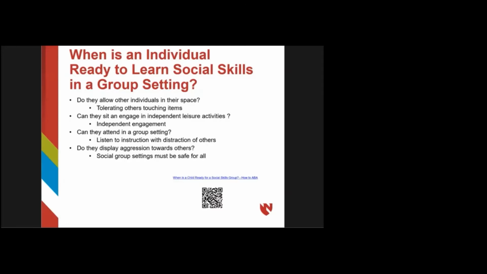So if some of the answers are no to some of these questions, that individual might not be ready for learning social skills in a group setting, but there are things that we can do, such as targeting some of those skills prior to beginning a social skills group. On this slide, you'll see there's a QR code. That is a code that will lead you to a resource that talks about some different tips and tricks for working through some of these prerequisite skills. Right, so I'm going to turn it over to Sam next.